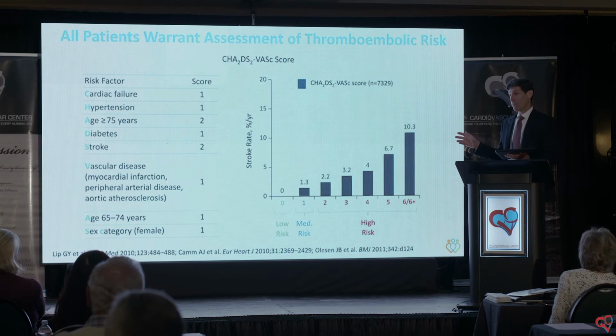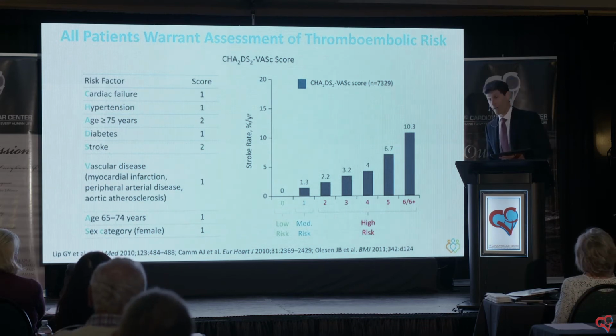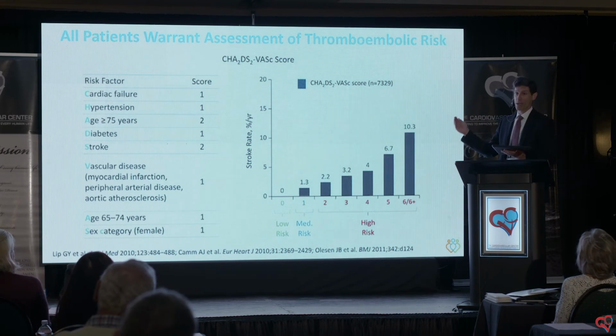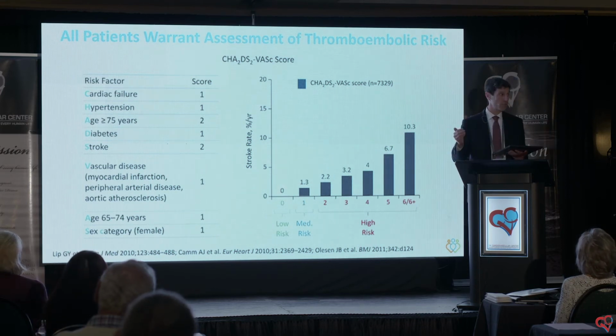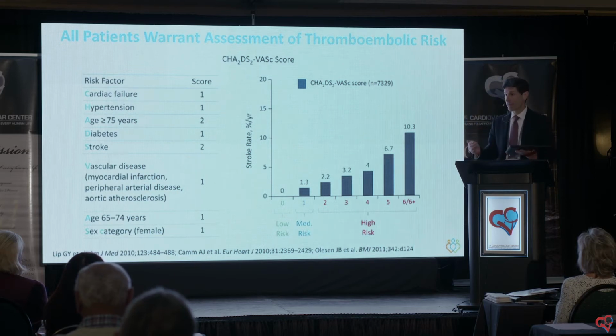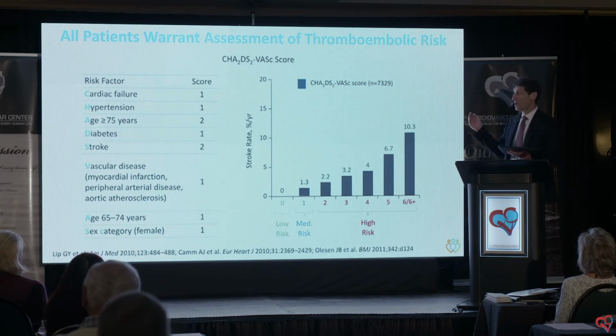So I'm going to get up on my soapbox. I guess I'm sort of up on a box, but I'll get up on an even bigger box here to say everybody warrants an assessment of their thromboembolic risk. And so the CHA2DS2-VASc score is not the only risk stratification score, but it's the most widely utilized score worldwide. And you should get in the habit, in every single patient with atrial fibrillation, of assessing their risk of stroke or systemic embolism.